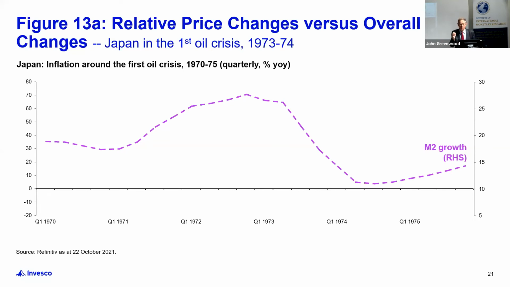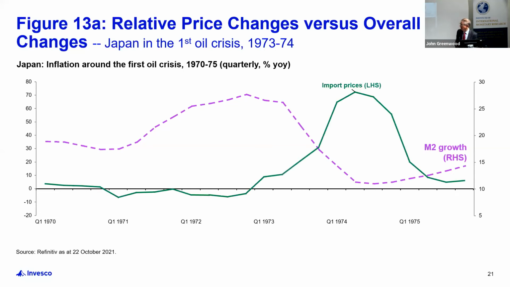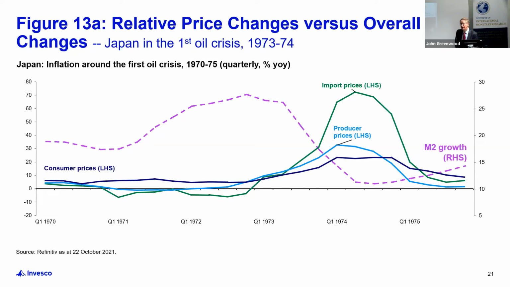It was October of 1973 that OPEC raised, or they curtailed oil output. And as a result, Japanese import prices shot up on the left-hand axis by 70%. Producer prices increased by about 30-35%, and consumer prices increased by a horrific 25% at the peak.